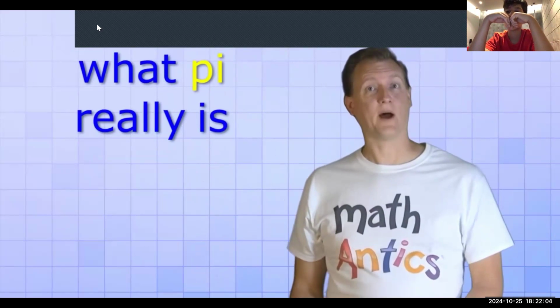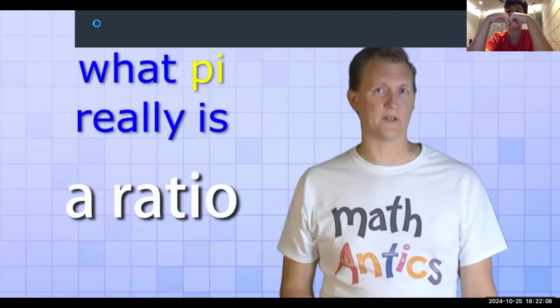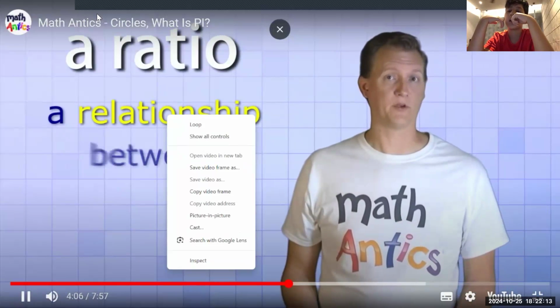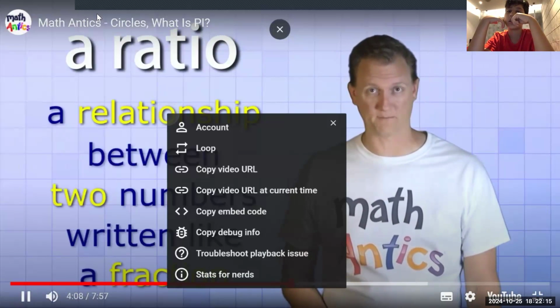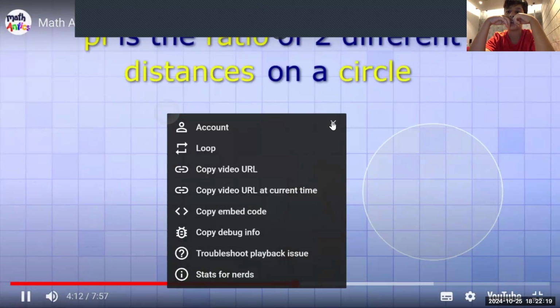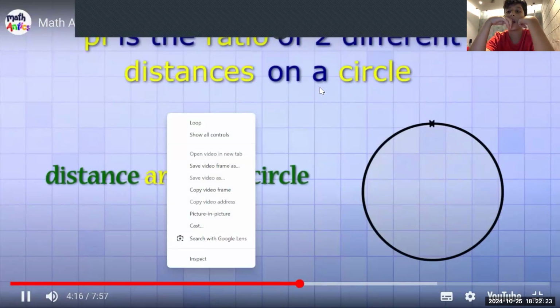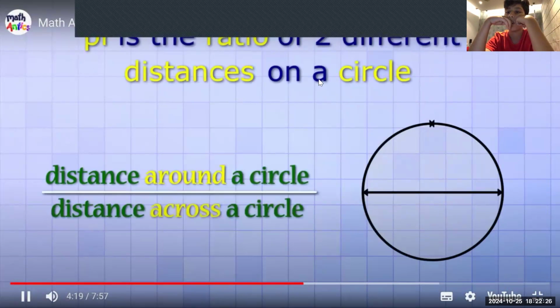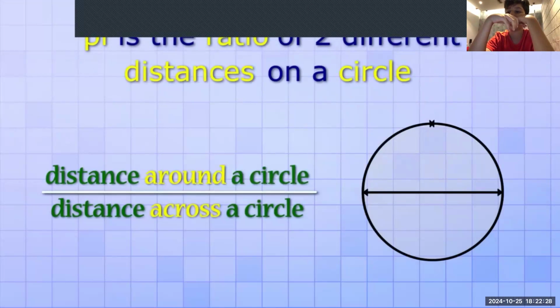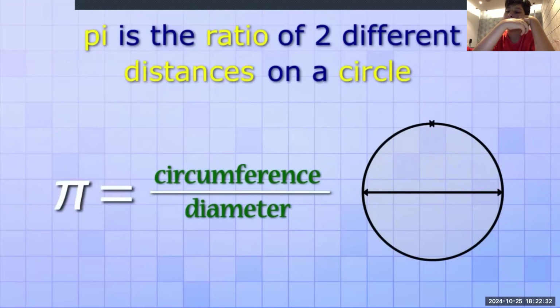It turns out that pi is really a ratio. Now, if you're not sure what a ratio is, you can watch our video about them. But basically, a ratio is just a relationship between two numbers that's written like a fraction. Pi is the ratio of two different distances on a circle. It's the ratio of the distance around a circle to the distance across a circle. And what do we call those two distances? Yep, the circumference and the diameter. So pi is the relationship of the circumference to the diameter.